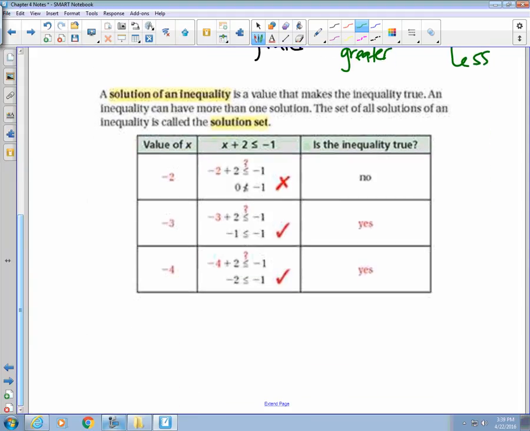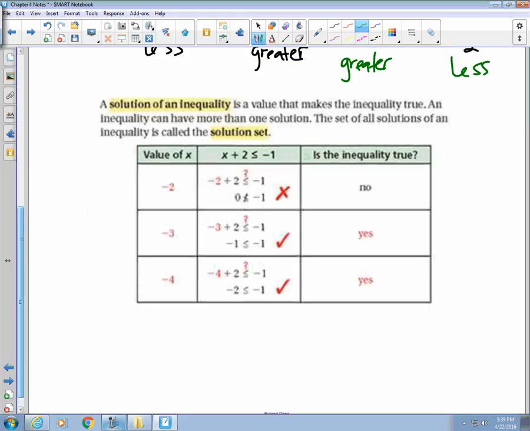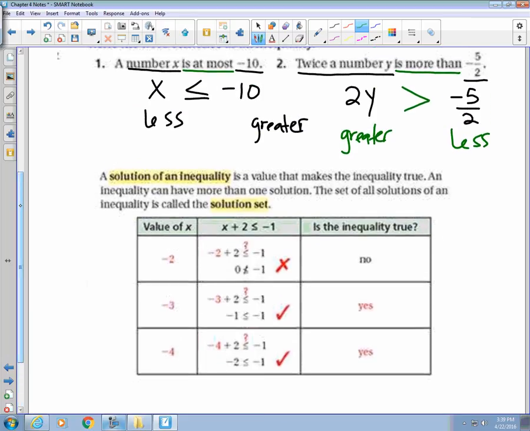A solution of an inequality is a value that makes the inequality true. An inequality can have more than one solution. The set of all solutions of an inequality is called the solution set. So, for example, I'll write this off to the side here. I could write a simple inequality like x is greater than 5.